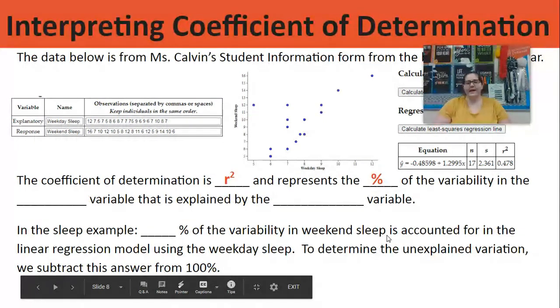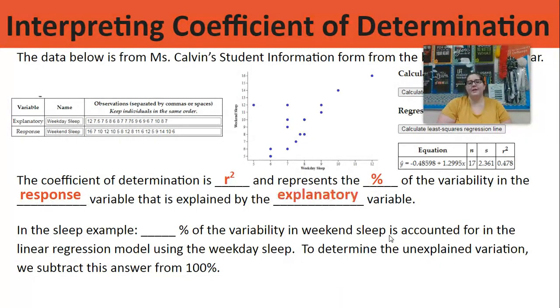The way we talk about the coefficient of determination, the R squared, is that it represents the percent of the variability, or the change, in the response variable that is explained by the explanatory variable, which is a weird thing to talk about. It's a weird kind of understanding or message of strength. But let's go ahead and put it in our sleep example.